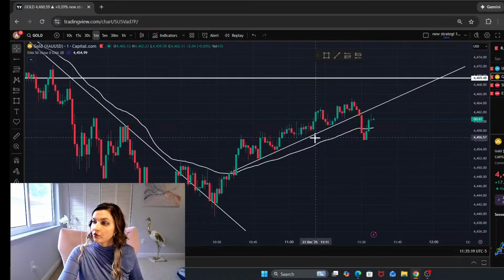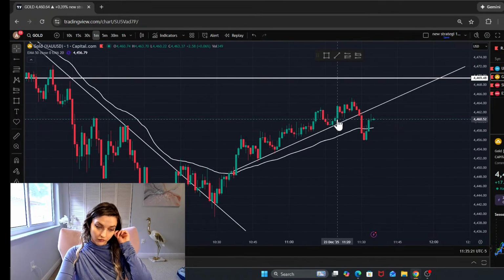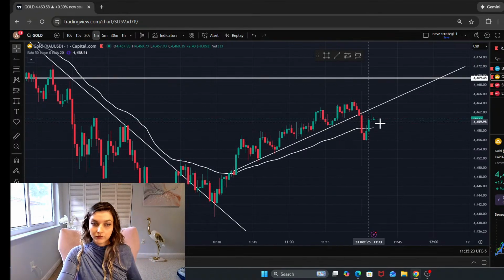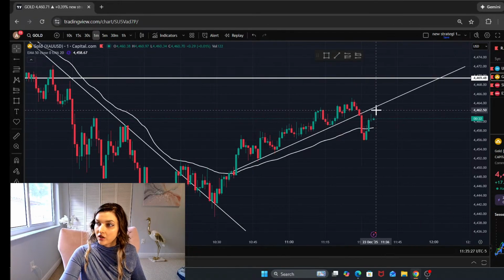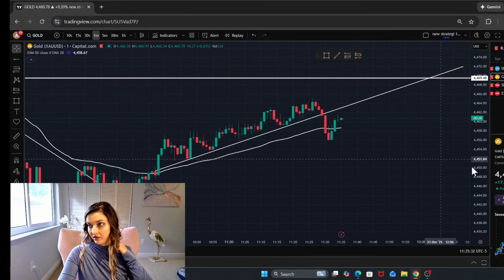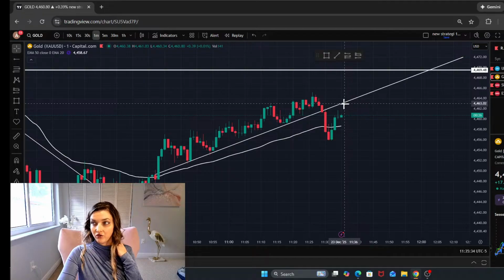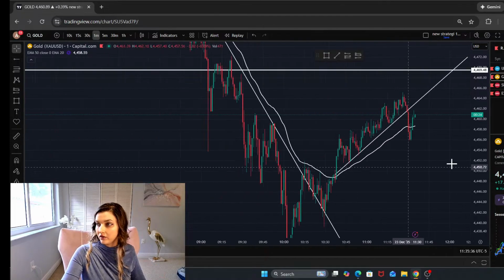Oh, here we go. It broke the gold. Marian, you were asking me about the gold. It broke the trend line. It did reject the EMA, but if it's going to reject the trend line soon, you can go in a short.